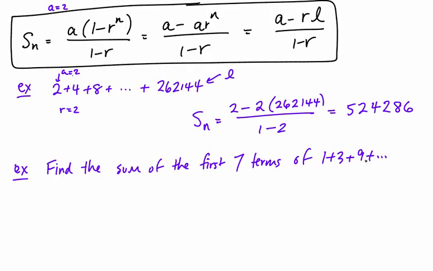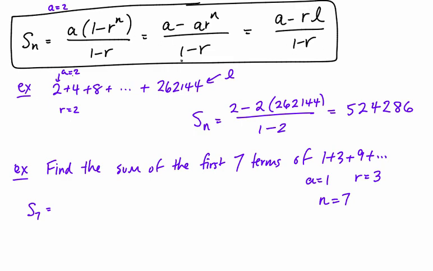Let's take a look at another example of this. Find the sum of the first 7 terms of 1 plus 3 plus 9 plus on and on and on. So I'm finding the sum of 7. Again, I know my a value is 1. I can see my r value is multiplying by 3, so my r value is 3. And I know that I have 7 terms, so I want to use a formula that has these.